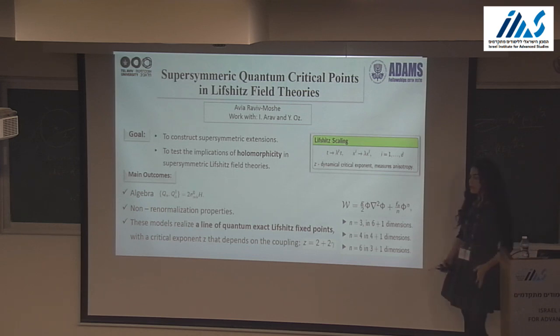Now, a natural question which arises in the context of Lifshitz field theories is whether one can construct supersymmetric extensions. Specifically, our main goal was to test the implications of holomorphicity in supersymmetric Lifshitz field theories. We focused on cases with Lifshitz scaling z equals 2, and the main outcomes are the following. We constructed a family of models with z equals 2 that contain 4 real supercharges which satisfy an algebra that closes only on the Hamiltonian of the system. These models contain a Kähler term and a superpotential term.